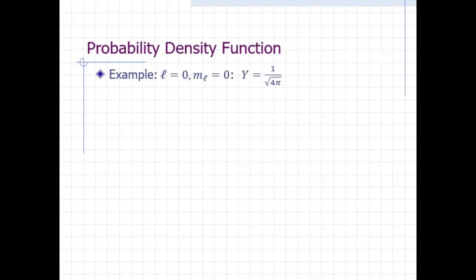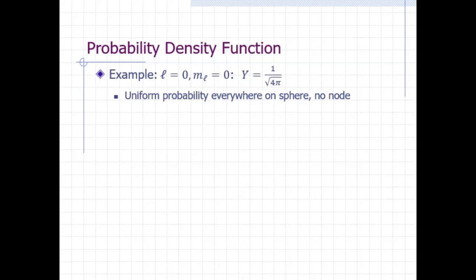Since the function does not depend on theta or phi, neither does the square of the absolute value of the function. We can say that there is a uniform probability everywhere on the sphere. We can also see that, obviously, the function has no node.